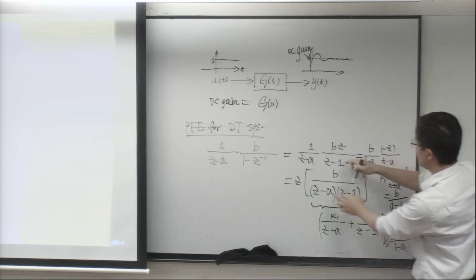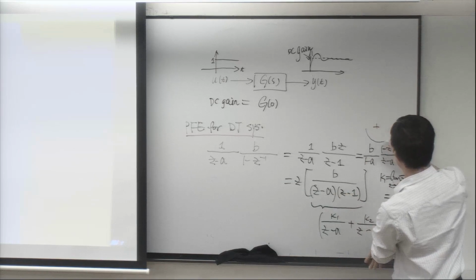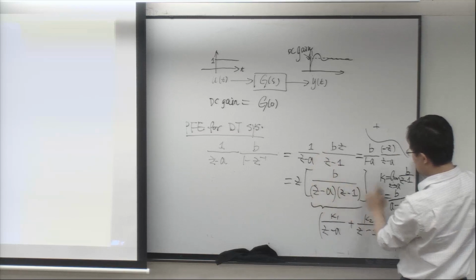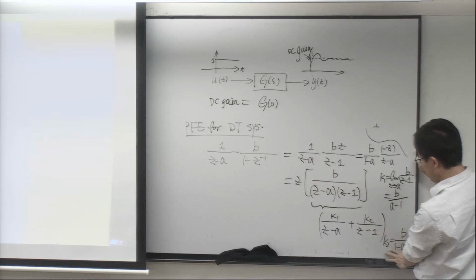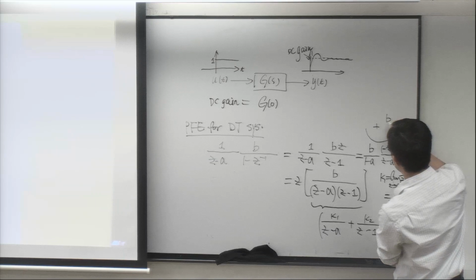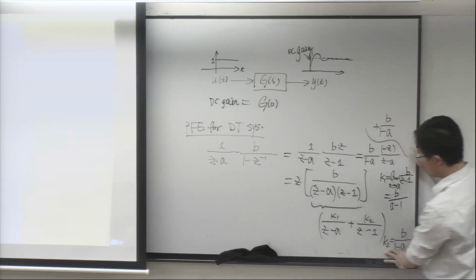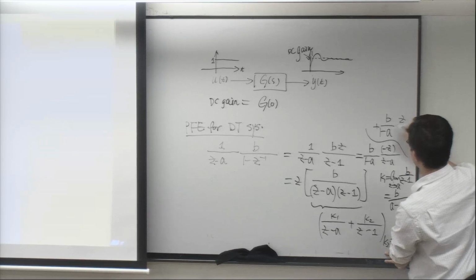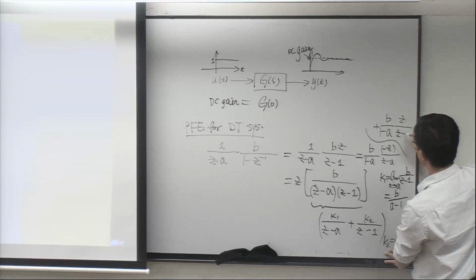And then for the second term, the K2 is here. The second term is B over 1 minus A times Z minus 1.